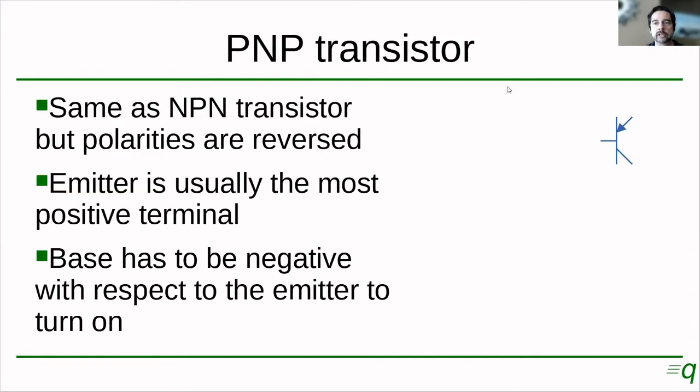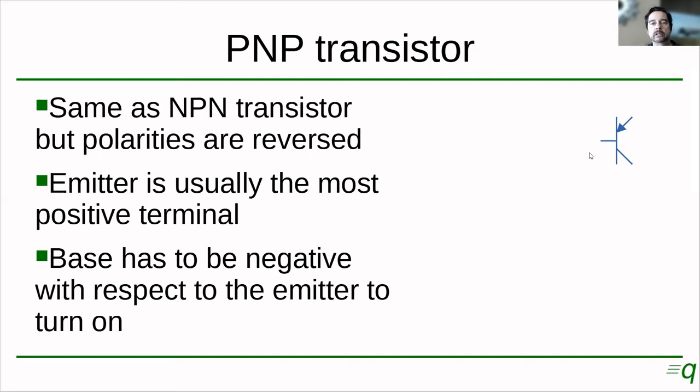Here on the right, you see the symbol of a PNP transistor. The first thing you might notice is that the arrow is pointing in instead of pointing out. Remember, on the NPN transistor, the terminal with the arrow was signaling the emitter. Only here on the PNP, it's pointing into the transistor, and in the NPN, it was pointing out of the transistor. So the PNP transistor works exactly the same as the NPN transistor, only the polarities are reversed.